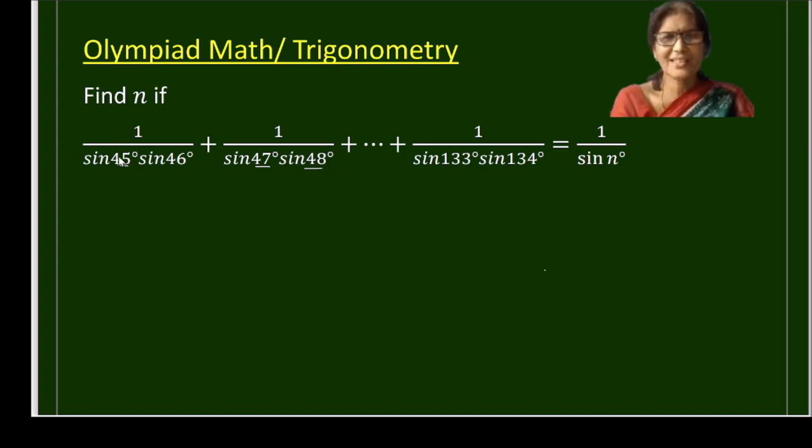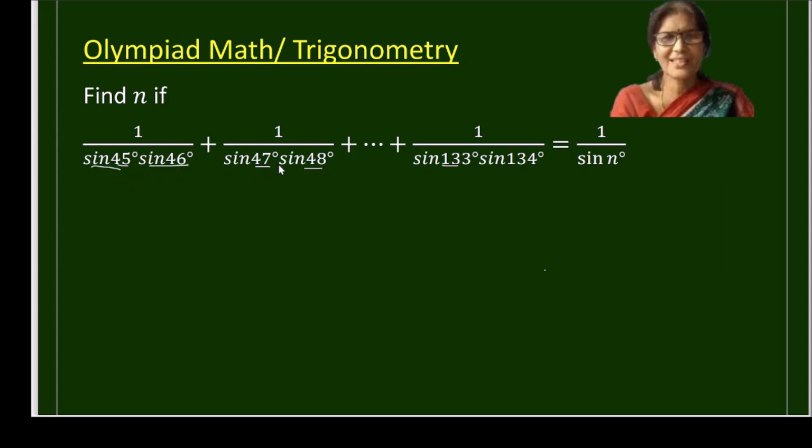Find n if 1 over sine 45 degree multiplied by sine 46 degree, plus the second term 1 over sine 47 degree multiplied by sine 48 degree, up to the last term 1 over sine 133 degree and sine 134 degree, is equal to 1 over sine n degree. You have to find the value of n.